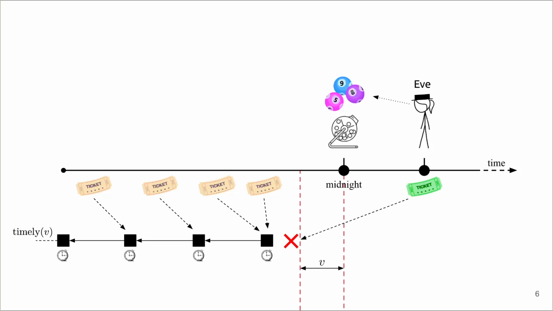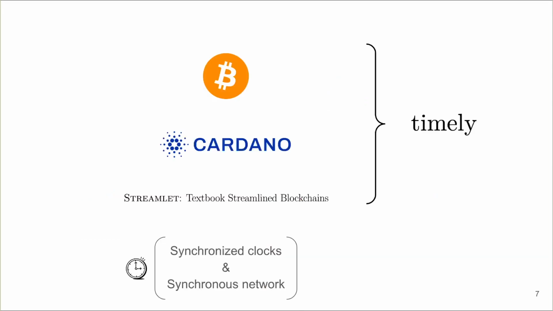In fact, every already deployed protocol that uses some kind of deadline using timestamps might be vulnerable to this attack if the protocol designers are not careful and don't take into consideration this timeliness parameter V. Later in this presentation, we will show that popular blockchain protocols like Bitcoin, Cardano, and Streamlet are indeed timely under the assumption of a synchronous network and synchronized clocks. This may not come as a surprise, since everybody seems to already trust that the blockchain timestamps are mostly accurate. In this work, we confirm this belief by formally proving timeliness for these protocols, and we also calculate the timeliness parameter V for these protocols.